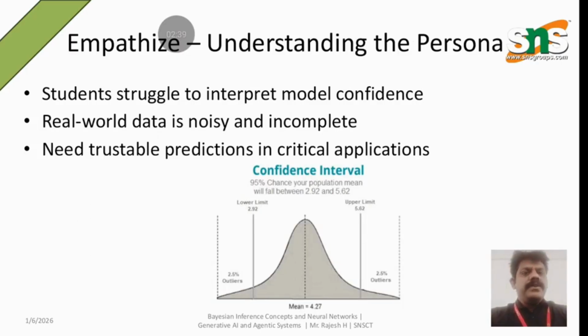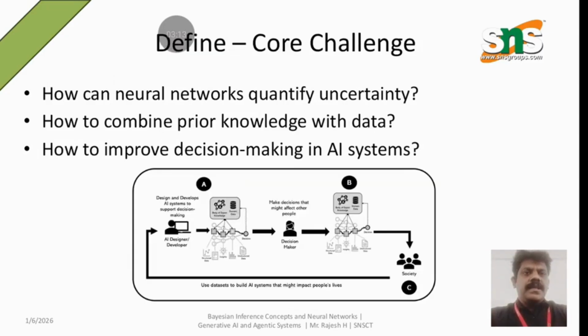And now we need to have empathization, understanding the problem. The students are struggling to interpret the model confidence. The confidence interval is the difference between two points, the lower limit and the upper limit, so it can be found with the mean and the average. The real world data is quite noisy and incomplete, so we need to create trustable predictions in critical applications. So here we go, how the confidence interval can be predicted. That's the empathization process.